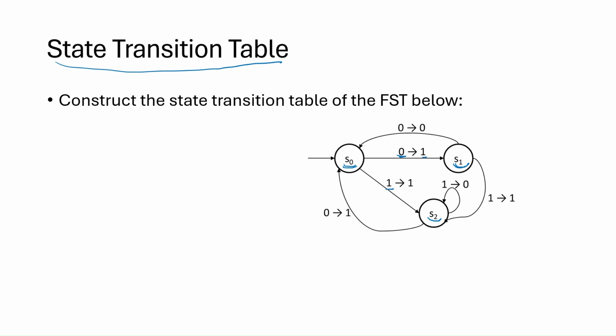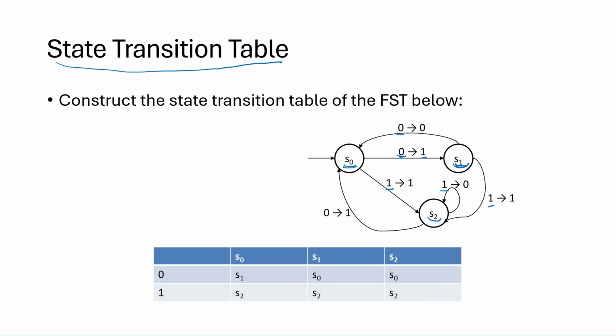If we are at S1 and we read a 0, we transition to S0. If we are at S1 and we read a 1, we transition to S2. And finally for S2, if we read a 0, we transition to S0, and if we read a 1, we stay at S2. So that's the information about the transitions. Note that I didn't focus on the output because the transition table does not contain that information. For that, we create a separate table called the output table.